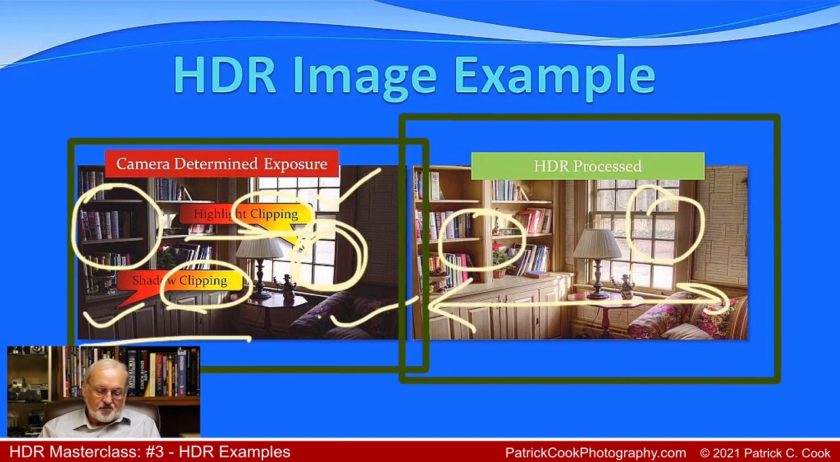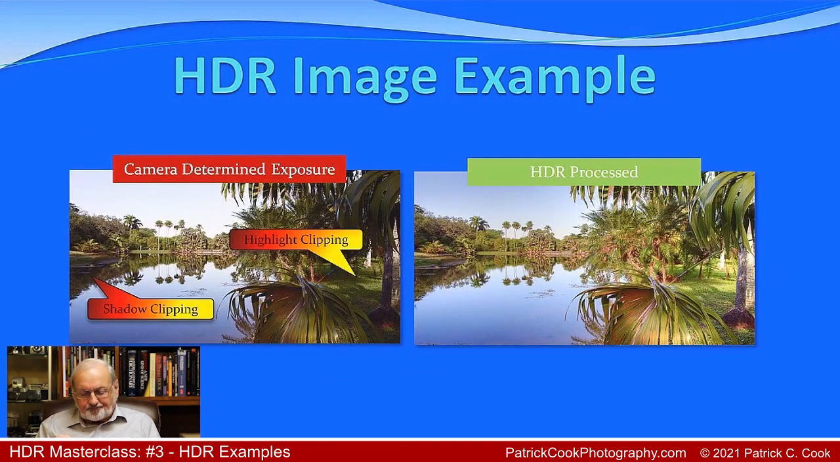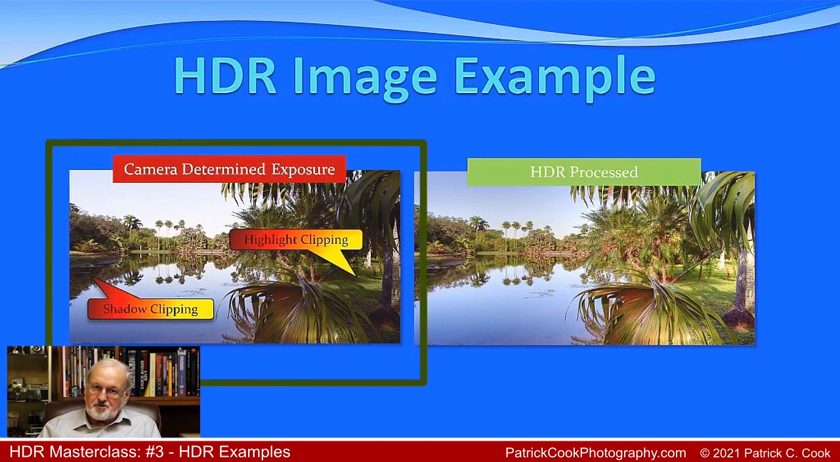Let's take a look at another example. This is Fairchild Garden in Florida. Absolutely beautiful and stunning place to be, and bright skies, lots and lots of sun, and also the palm trees tend to have very heavy, thick leaves, and they cast some very significant shadows. So here I am. Here's a single frame exposure.